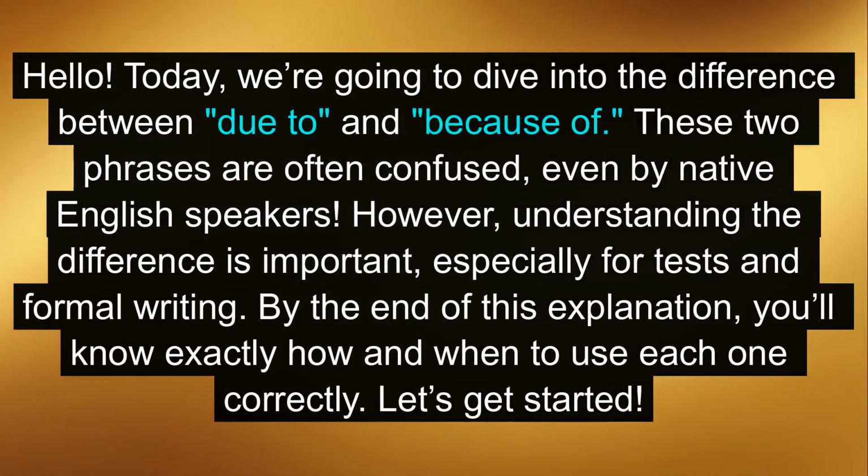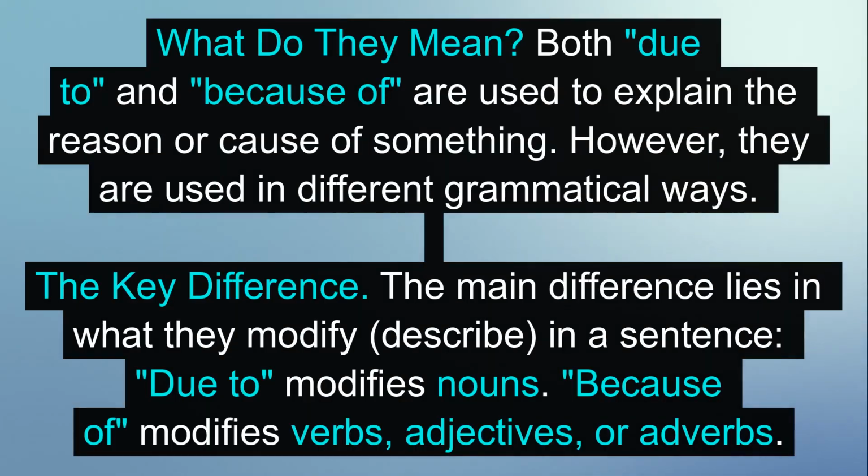Let's get started. What do they mean? Both due to and because of are used to explain the reason or cause of something. However, they are used in different grammatical ways. The key difference. The main difference lies in what they modify, or describe, in a sentence. Due to modifies nouns. Because of modifies verbs, adjectives or adverbs.